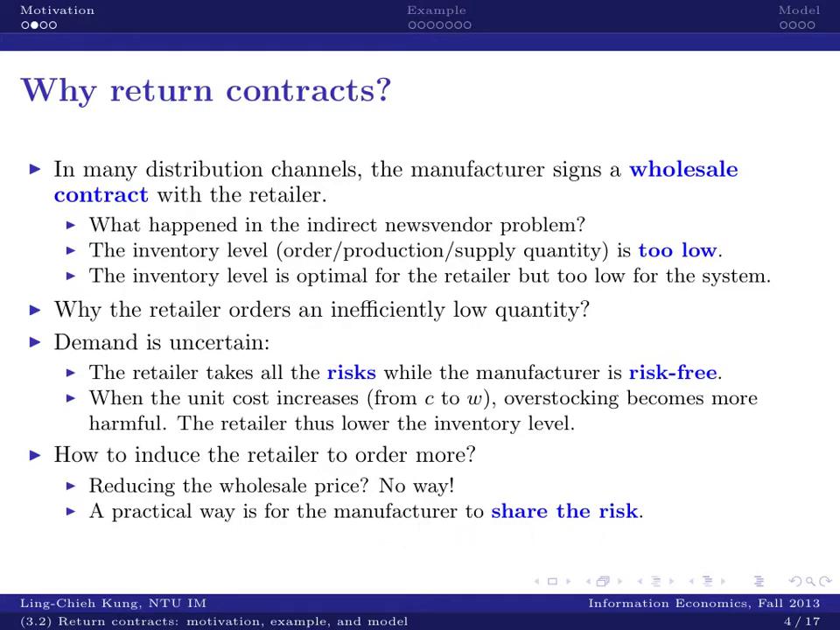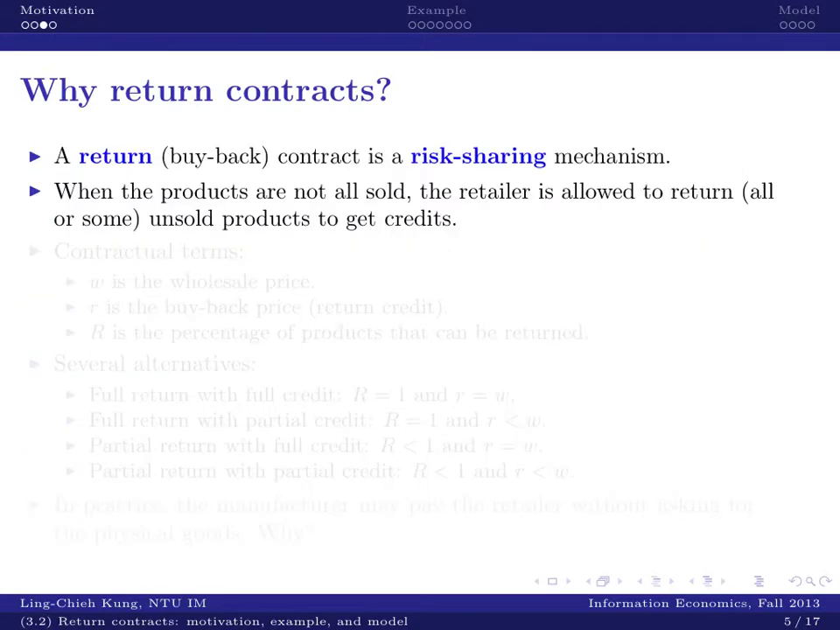Okay. As a manufacturer, I know the retailer is now taking all the risk. I, as a manufacturer, try to share some risk with you. And I hope that's going to encourage you to order more. That's the whole idea about this, sharing the risk. So how may we share risk? One way is to use the return contract or buyback contract. We say this is a risk-sharing mechanism.